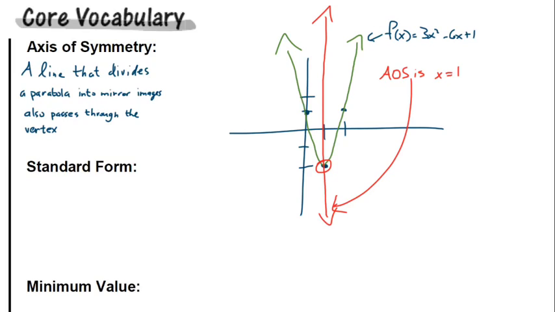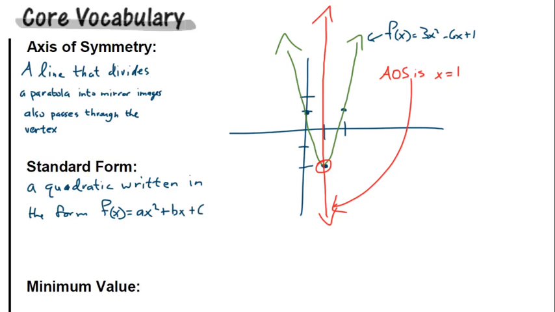Okay? Standard form of quadratic is a quadratic written in the form f of x equals ax squared plus bx plus c, where a cannot equal 0. Again, the reason a can't equal 0, because if this equals 0, that goes away, and you're left with a linear. Alright? The others can go away, and it's still a quadratic, but the a cannot be 0.